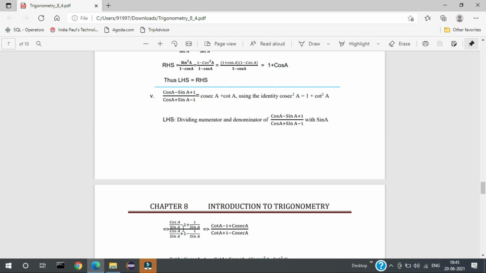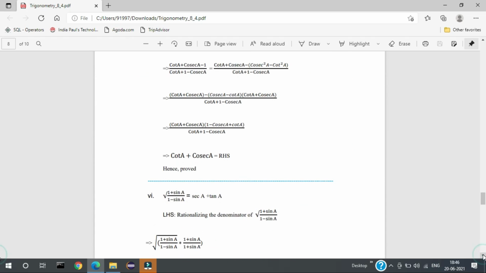So we are going to divide the numerator and denominator with sin A. So cos A by sin A minus 1, so sin A gets cancelled. We will get minus 1 plus 1 by sin A by cos A by sin A plus 1. Sin A by sin A gets cancelled. So we will get plus 1 minus 1 by sin A. What is cos A by sin A? Cot A. So cot A minus 1 plus 1 by sin A, which will be cosecant A, by cot A plus 1 minus cosecant A.